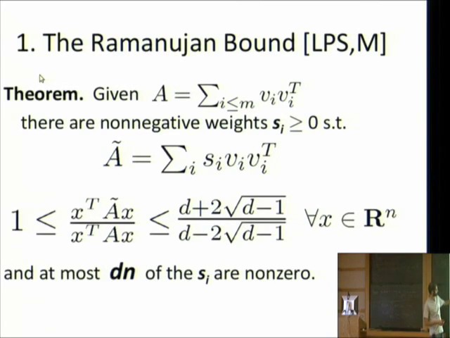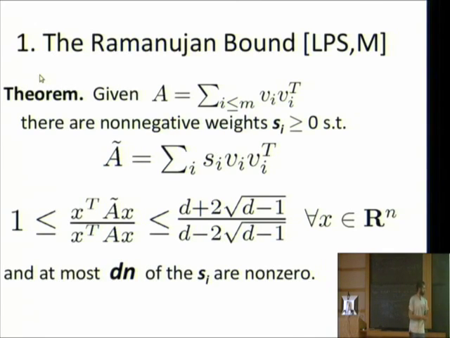So actually, we're able to prove the following somewhat stronger theorem. By the way, I didn't prove this myself. This is joint work with Josh Batson and Dan Spielman. So actually, our theorem is you give me any matrix A written as a sum of m outer products. I can find some A tilde with at most dn of these outer products, and this approximation ratio is (d plus or minus 2 square root of d minus 1).